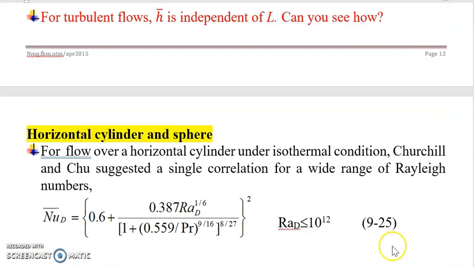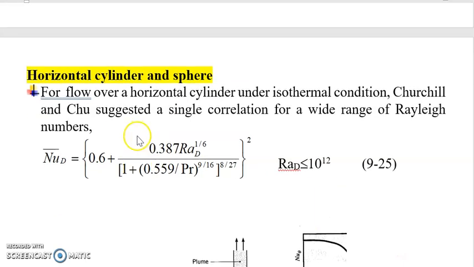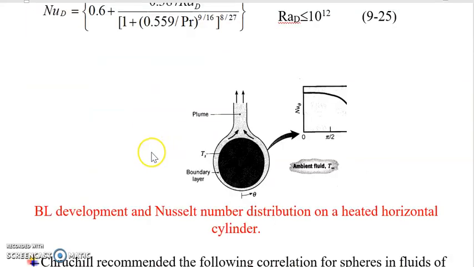Discuss that later. Next, geometry: horizontal cylinder and sphere. For flow over a horizontal cylinder under isothermal condition, constant temperature on the surface of the horizontal cylinder, Churchill and Chu suggested a single correlation for a wide range of Rayleigh numbers as long as it's below 10 to the power of 12. Now your Rayleigh number is based on the diameter of the cylinder, not the length. So you have 9.25 given here.